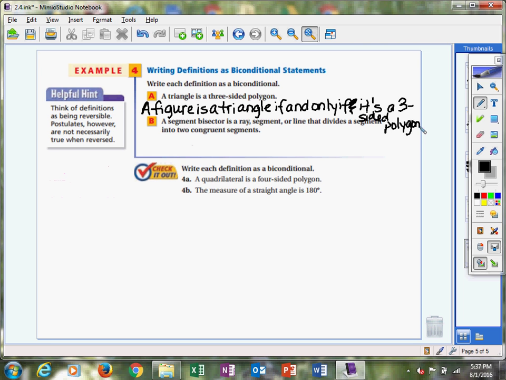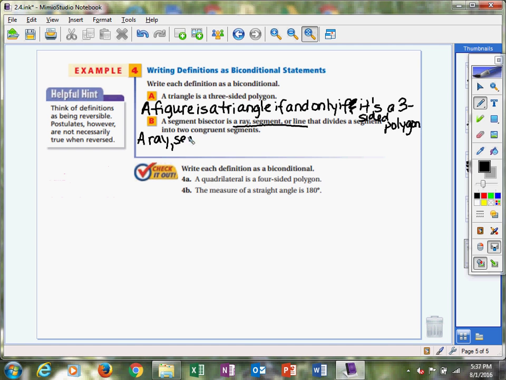A segment bisector is a ray, segment, or line that divides a segment into 2 congruent segments. Okay, so get the idea that here's our definition, segment bisector. It can be a ray, it can be a segment, it can be a line that divides another segment into 2 congruent segments. Okay, so let's back it up here. I really want to start here with my biconditional. I don't really want to start with a segment bisector. I want to go even more simplistically than that.